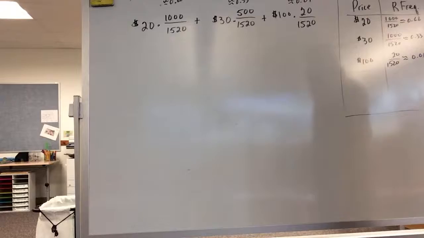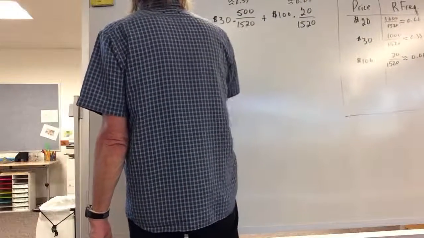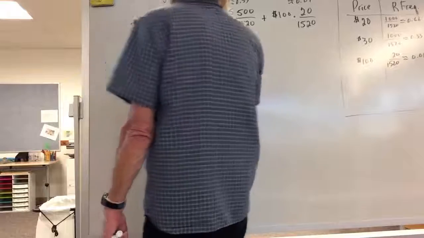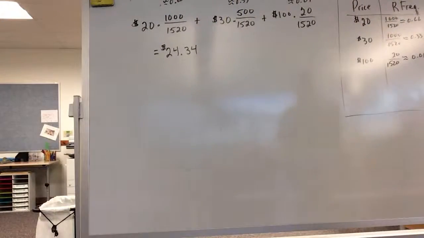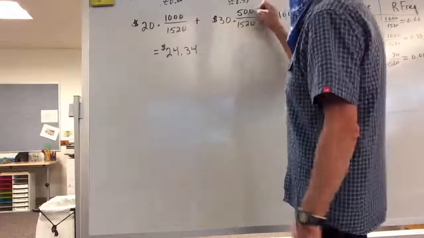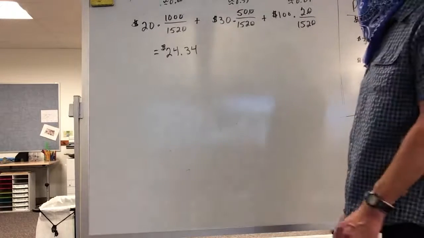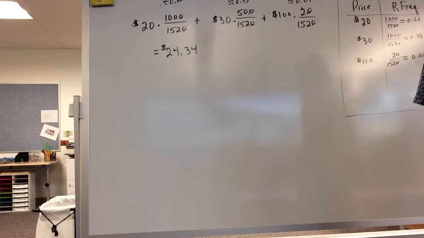So if you do that math and you multiply it out, it comes out to $24.34. Just be careful when you're doing the math with that, if you do it on a calculator. And I guess this one isn't too bad, 20 times 100 divided by, or you can always just simplify, have less digits. So that's weighted averaging.